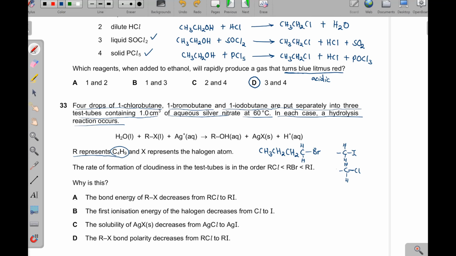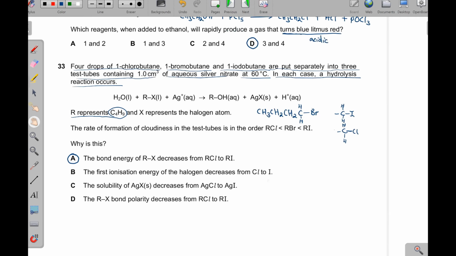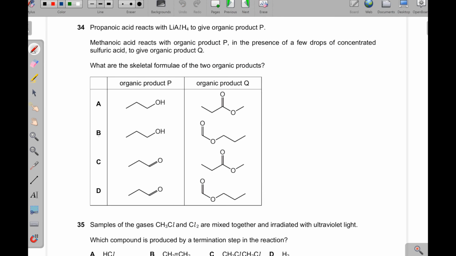Now, when you come here, why is it like this? Look for bond energy. The bond energy of RX decreases from chlorine to that of iodine. So the answer has to be A. You don't even need to focus on anything else. As simple as that. Question 34.